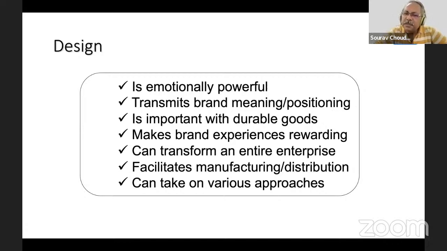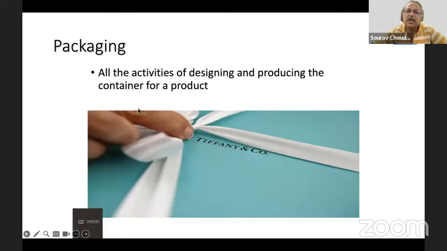मेरा जो होटल रेस्टोरेंट्स का प्रोडक्ट होगा मैगी का, मैं उसको डिफरेंट चैनल के थ्रू से बेचूं. मैं उसको Amazon में नहीं बेचूं, मैं उसको किराना स्टोर में नहीं बेचूं. So different approaches for designing is also there. Correct. Packaging: all the activities of designing and producing the container for a product.